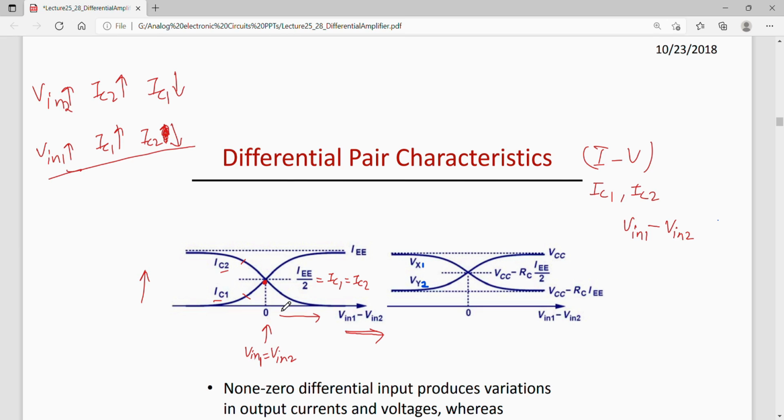Similarly, if I move towards the left from 0, this would mean that V in 2 is increasing. V in 1 minus V in 2 is becoming negative, so V in 2 is increasing in this part. Here V in 1 was increasing, so in this part V in 2 is increasing, so IC2 increases and IC1 decreases. So IC2, that is this curve, is increasing, and IC1, that is this curve, is decreasing.